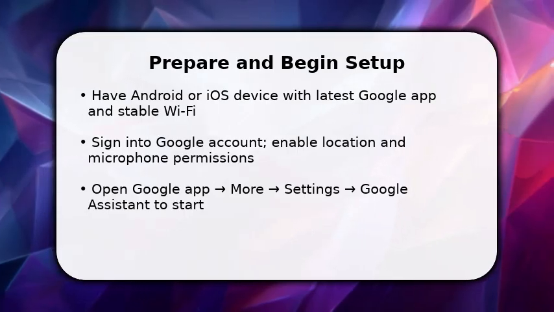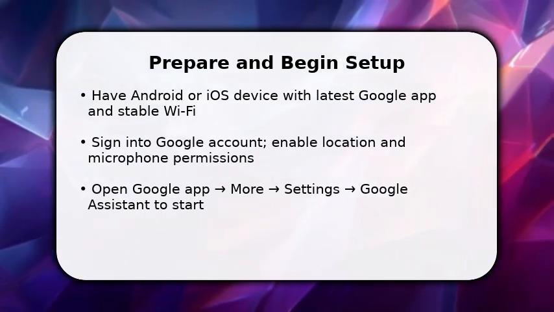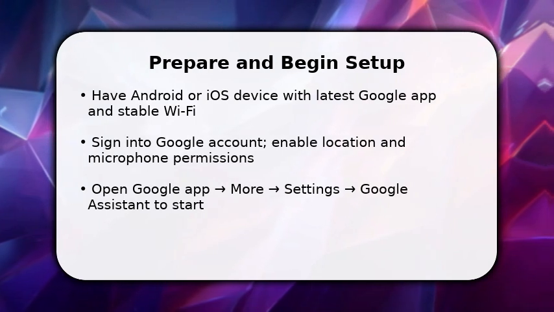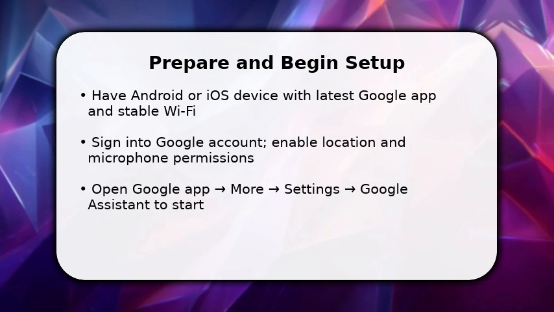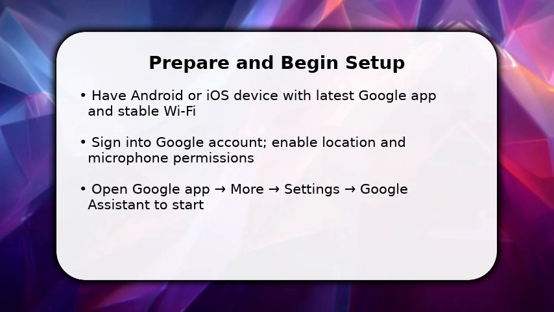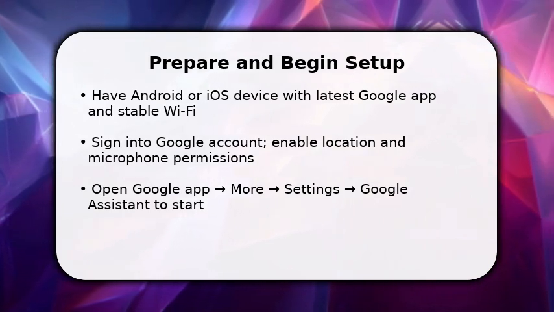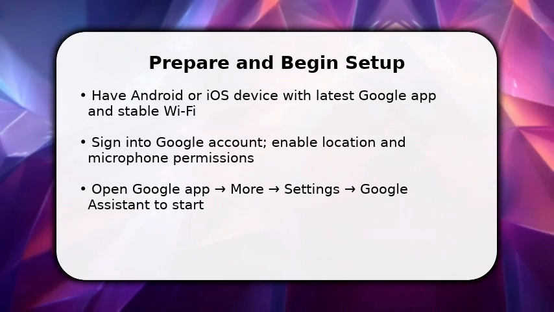You start by confirming device readiness: Wi-Fi, updated Google app, and signed in Google account. Once done, enable location and microphone so Assistant can respond and personalize. Now open the Google app, tap More, go to Settings, and select Google Assistant. Follow the on-screen prompt to begin setup. Choose your language and preferred voice.